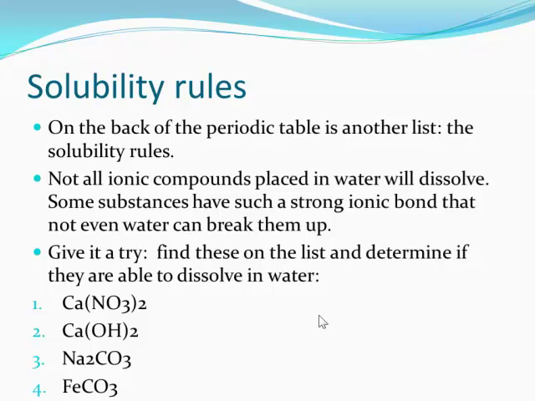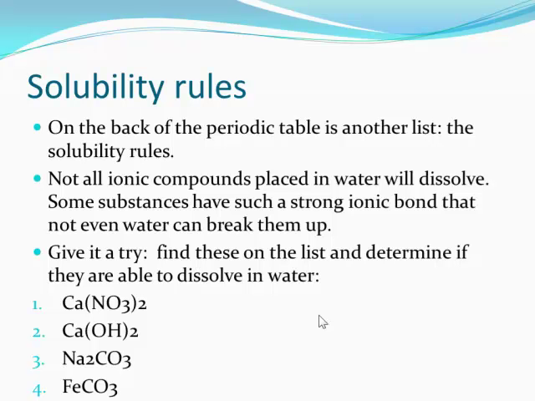So, first thing that we have to learn are some solubility rules. Remember that periodic table that had the metal reactivity series on it? Well, take another look. On the back of the periodic table, you'll also know that I have something on there called the solubility rules. Alright, did you know this? That not all ionic compounds that you place into water will dissolve? Some substances have such a strong ionic bond that not even water can break them up. So let's go ahead and give it a try. Use your solubility rules on the back of the periodic table to try to predict whether or not the following are going to dissolve. Your first problem is calcium nitrate.